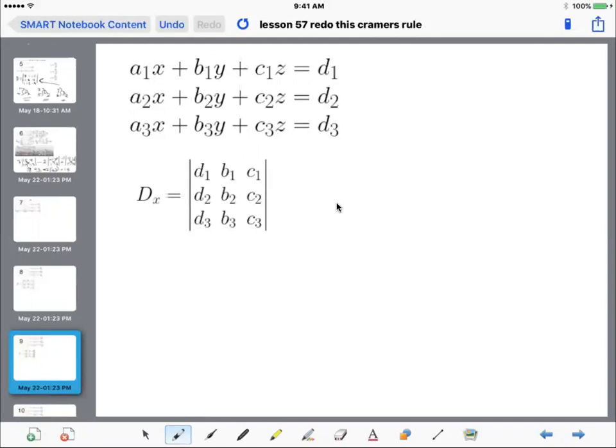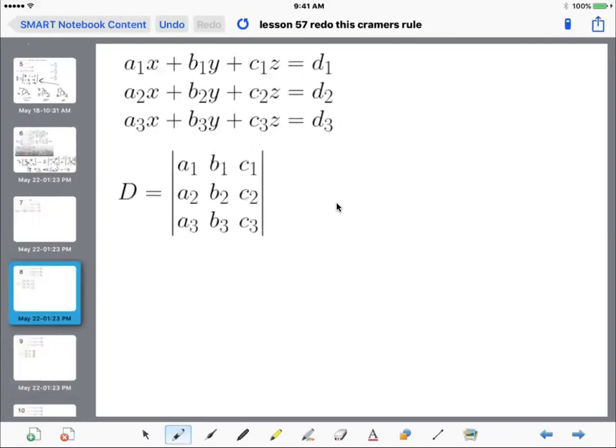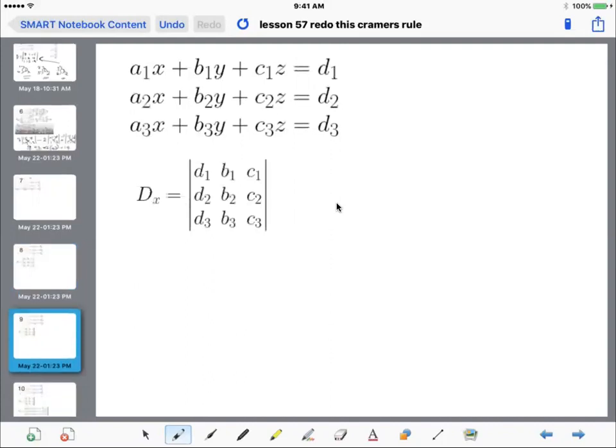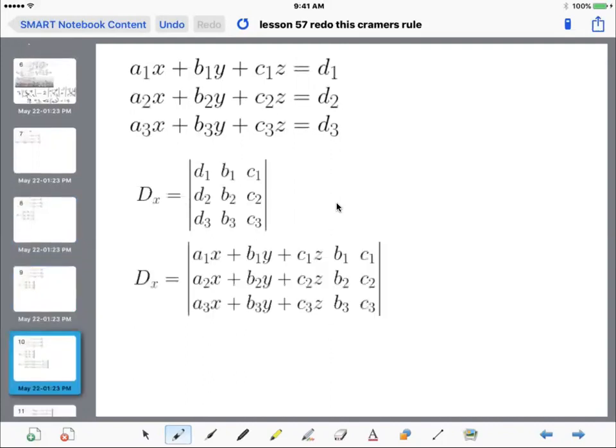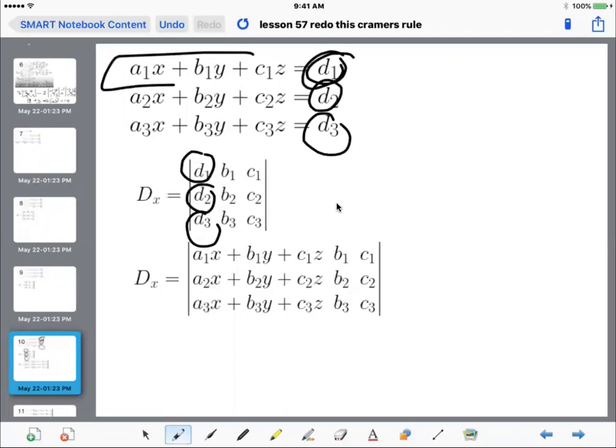Now, why x should equal Dx over D is mysterious right now. We have this, and we have this. But here comes the slick proof. Since these D1s and D2s and D3s are part of these equations, D1 equals this thing. So I can replace D1, D2, and D3 in this Dx matrix. And this is still a 3 by 3. It's just that I have pretty involved elements here.